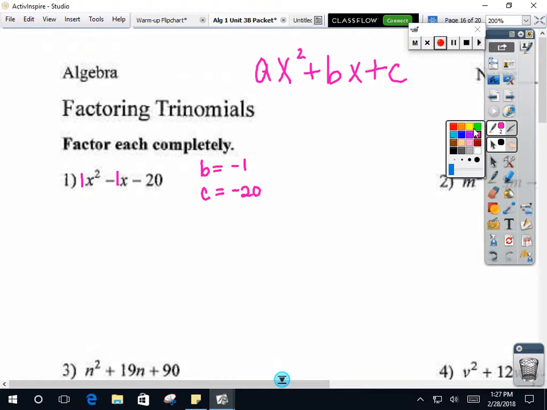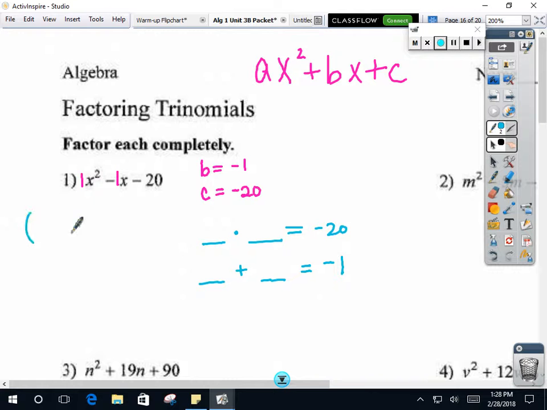Now is where it's going to come in handy what we learned the other day. You're going to look for 2 numbers, and those 2 numbers have to multiply to give you your c value, which in this case is the negative 20, and those same 2 numbers must add to give you your b value, which is negative 1. Now, those 2 numbers are a 4 and a 5, but to add and make a negative 1 and multiply and make a negative 20, what kind of signs? Right, a negative 5 will work.